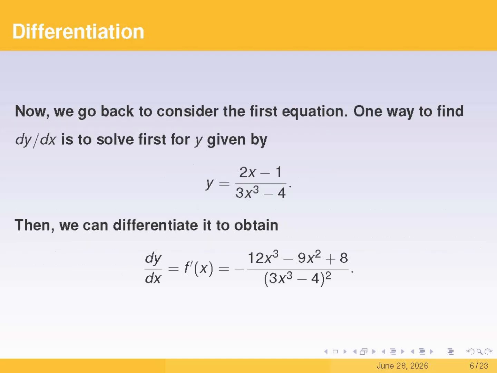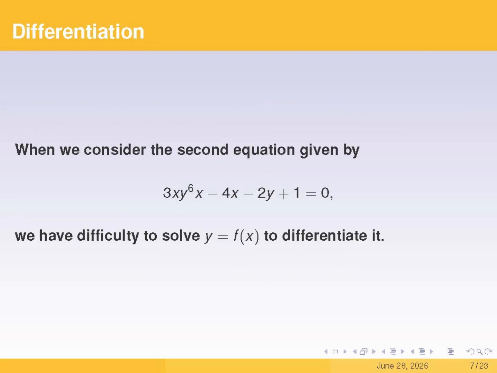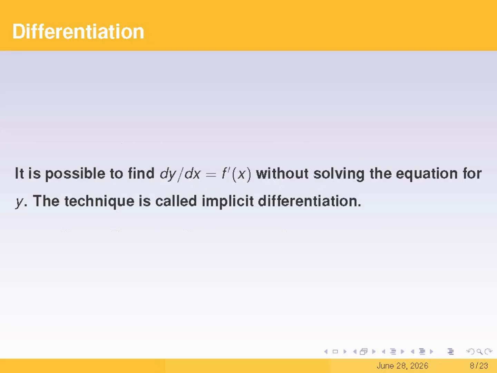of x. Now we return to the first equation, where we can solve for the variable y, as shown on the third line of the screen. At this point, we can differentiate it to calculate dy dx, that is, to calculate f prime of x, as shown on the last line of the screen. When we consider the second equation as shown on the screen, because we have difficulty solving for the variable y, we are unable to differentiate it. The so-called implicit differentiation method allows us to perform differentiation and calculate dy dx, that is, f prime of x, without the need to solve for the variable y.